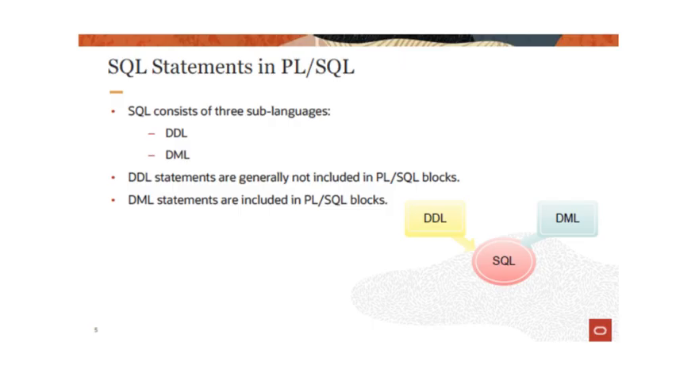SQL has three sub-languages: Data Definition Language, DDL, Data Manipulation Language, DML, and Data Control Language, DCL. DDL is used to define the database schema, define the structure of tables, and modify the structure of the tables. DML is used to add data to, retrieve data from, and modify data in tables based on the structure of the database defined by the DDL statements.